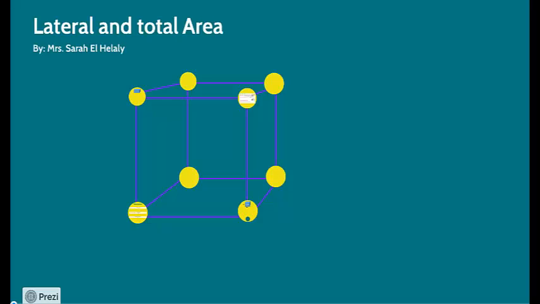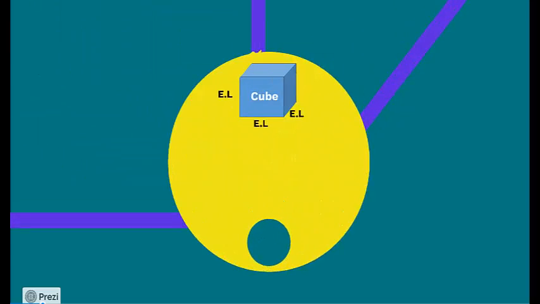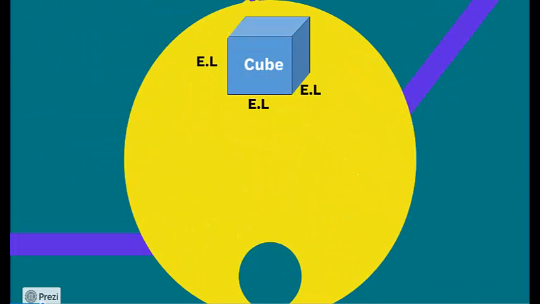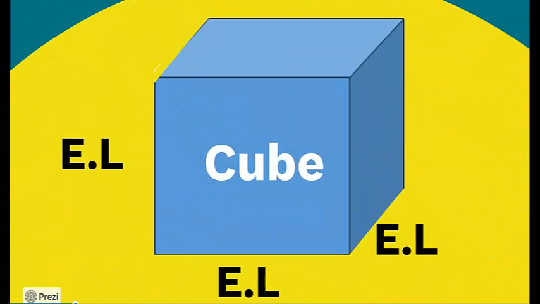Let's first begin with a cube. I know that all the faces of my cube are in the form of a square. So the six faces of a cube are in the form of a square. And I also know that a cube has 12 edges, and all those edges are equal in length. So I can say that my length is equal to my width, and they are also equal to my height.